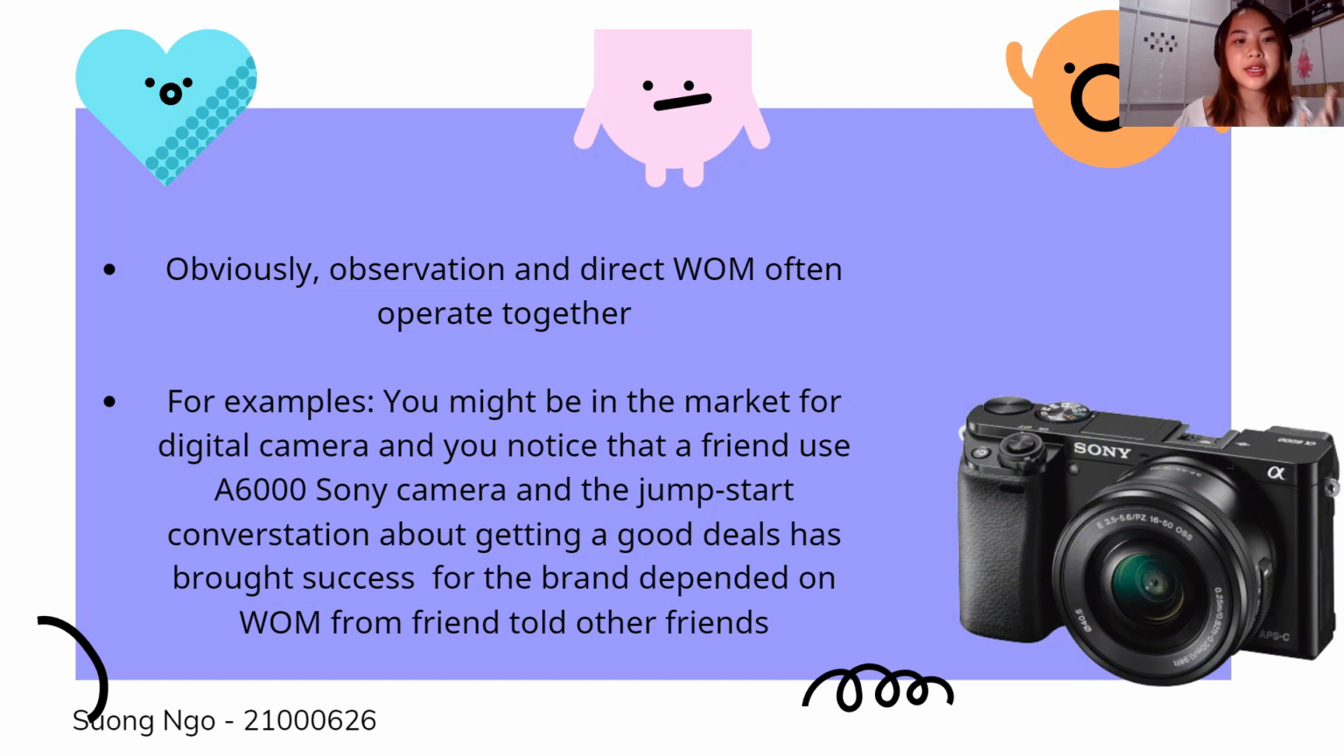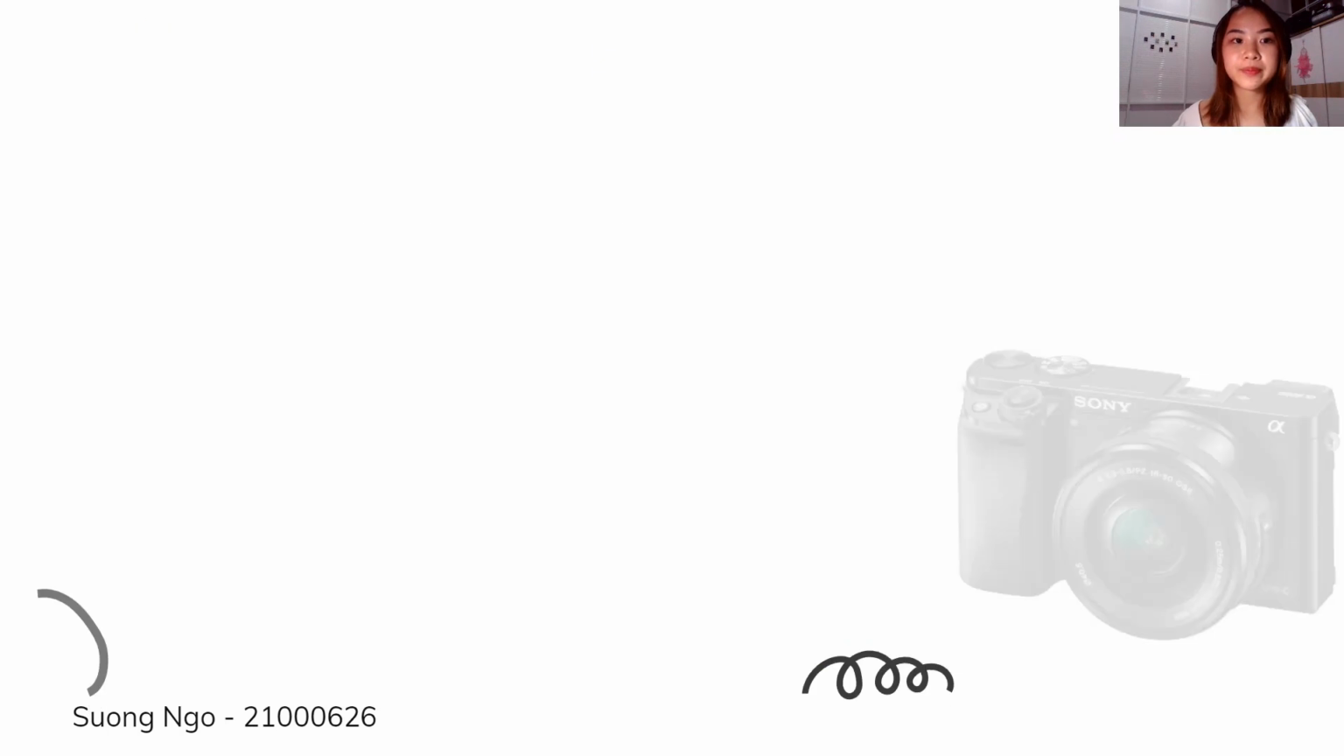Firstly, observation and direct word of mouth often operate together. For example, when you go to the market, you see your friend buying a Sony A6000 camera, and you also want to have a digital camera. Some conversation starts between you and your friend, and then you decide to buy this camera through your friend's word of mouth. So does that affect the success of the brand a lot?